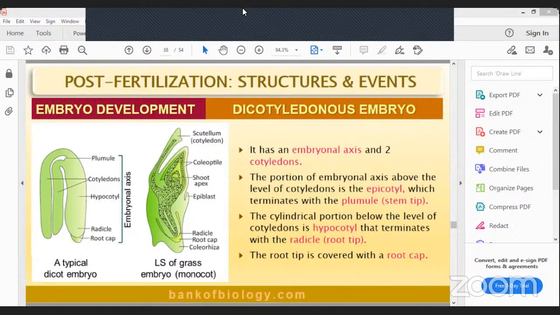The epicotyl has the plumule. Are you understanding? The plumule forms the stem, and below it is the hypocotyl, which terminates with the radicle that forms the root. The root tip here is covered with a root cap.